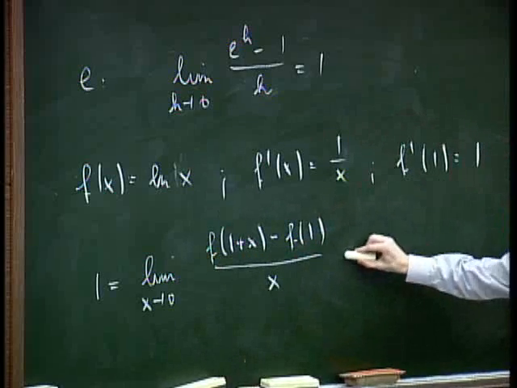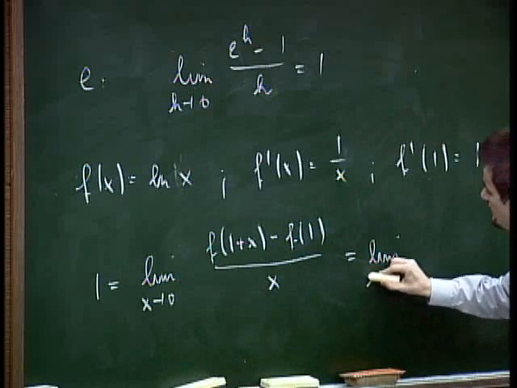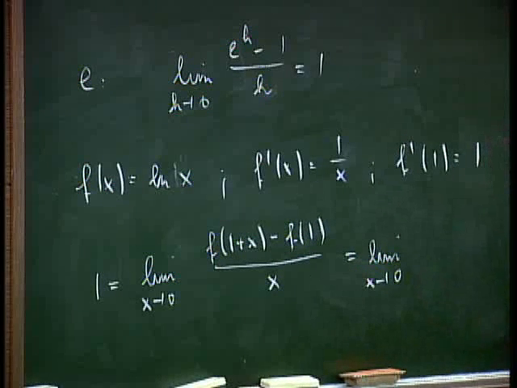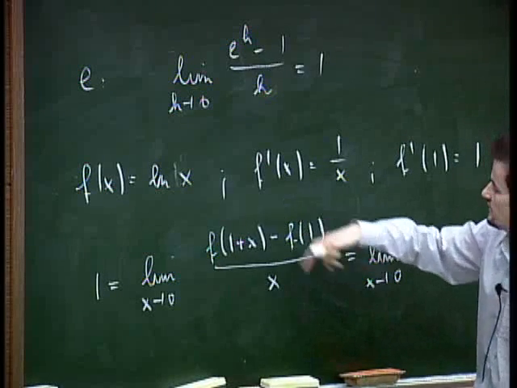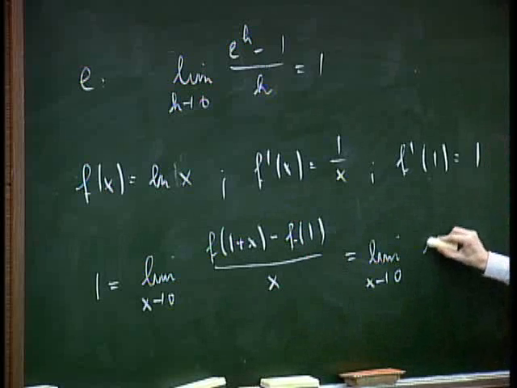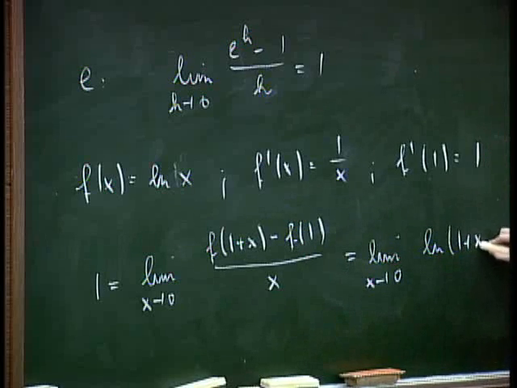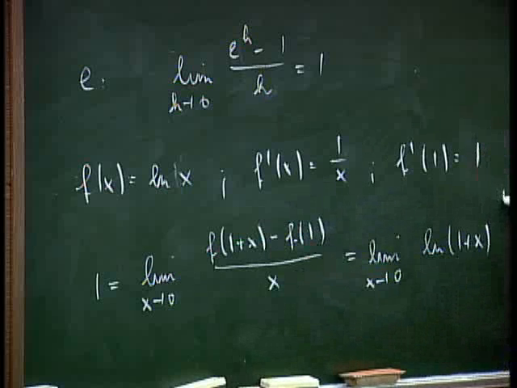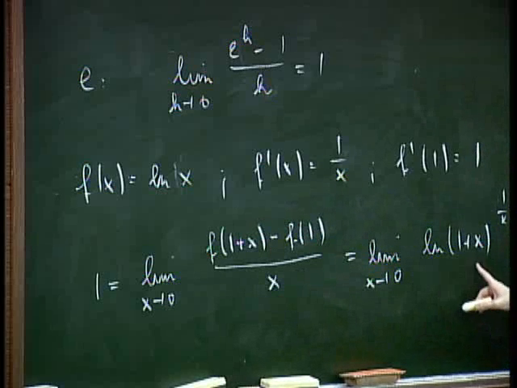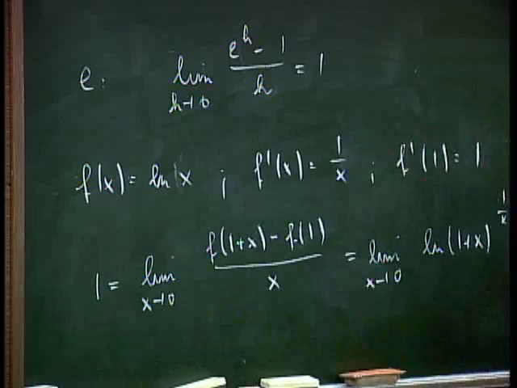So you see this is the limit as x tends to 0. If you plug this in here, f of 1 is equal to 0. This is the ln of 1 plus x, and the 1 over x we can take into the exponent. So you get that this limit here is equal to 1. This is already quite helpful.